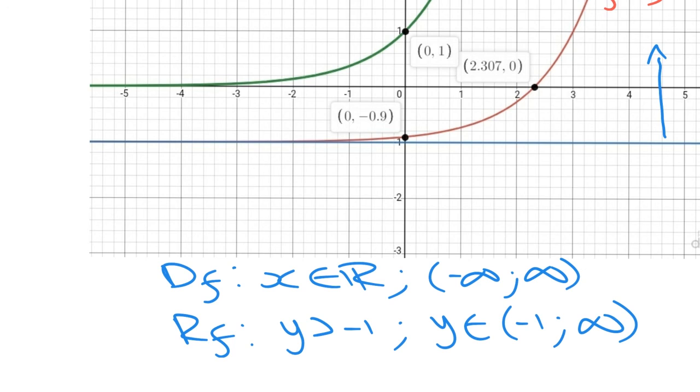So yes, that was a brief look at exponential functions. Hopefully you enjoyed this. That's all for now on exponential functions.